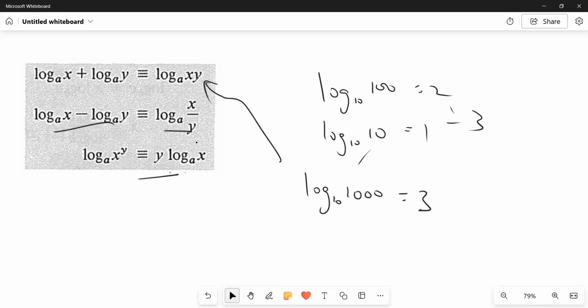Right? So just to illustrate with a few examples.